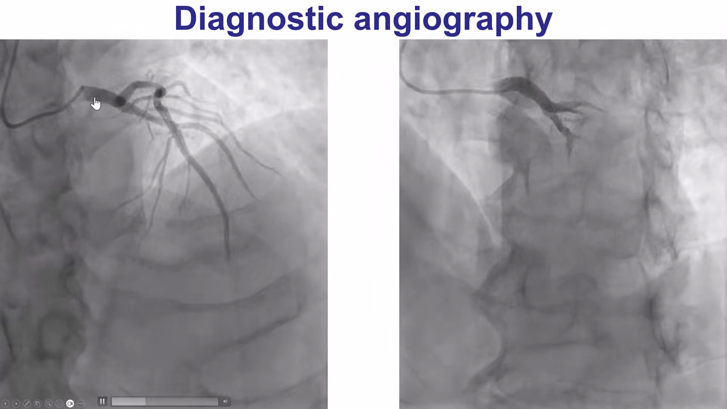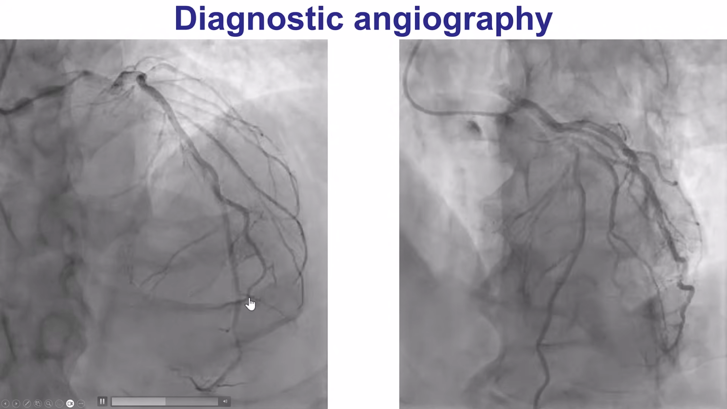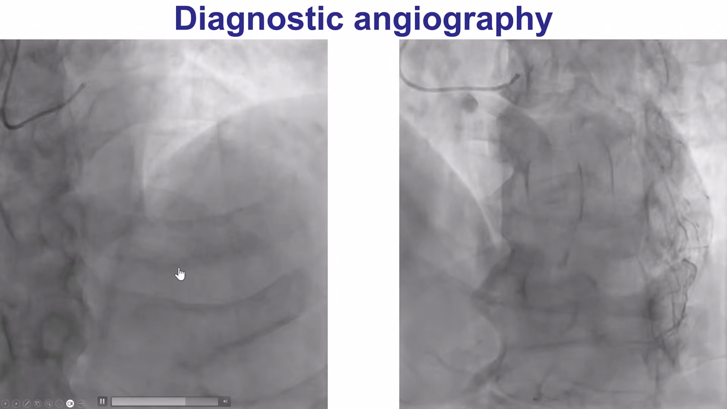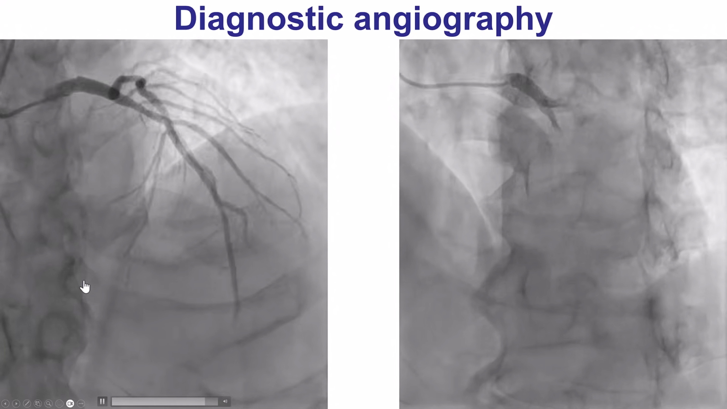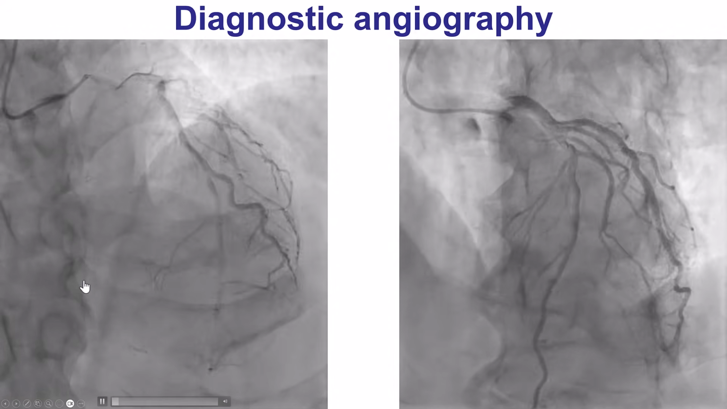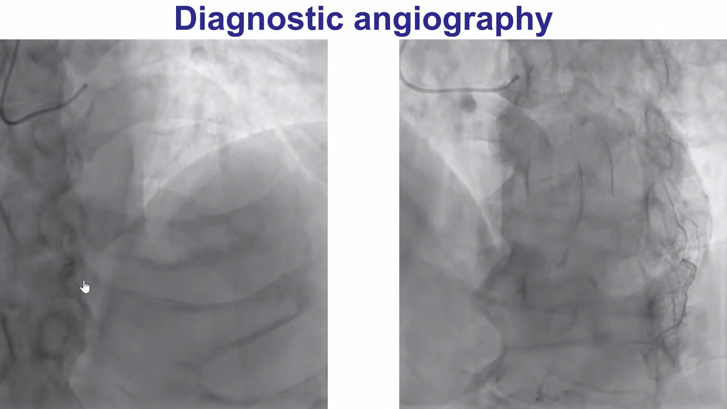Injection of the left system shows no significant lesions, and there is not really great filling of the right coronary artery. The RCA seems to be filling mainly through the ipsilateral collaterals.